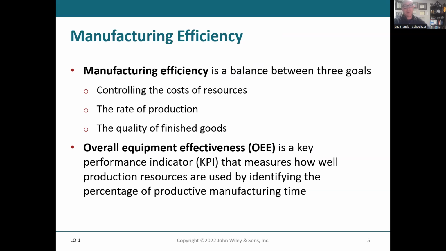It's important to understand manufacturing efficiencies because we ultimately need to strike a balance between controlling cost of resources, the rate of production, and the quality of the goods being produced. So manufacturing efficiency, the way I think about this is optimizing our resources and producing a high quality product. The overall equipment efficiency relates to the production of resources by using that manufacturing equipment. So this is a KPI that measures how efficient we are at using our equipment to produce these goods.